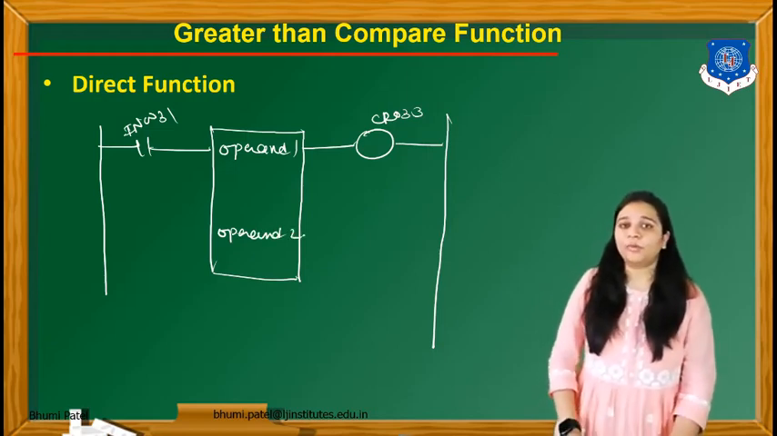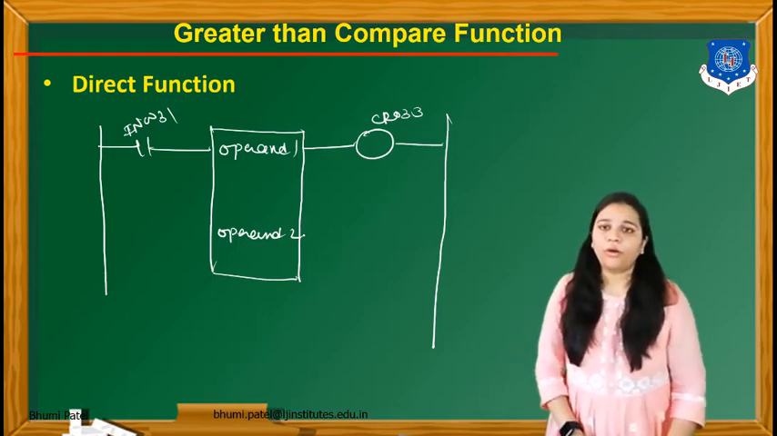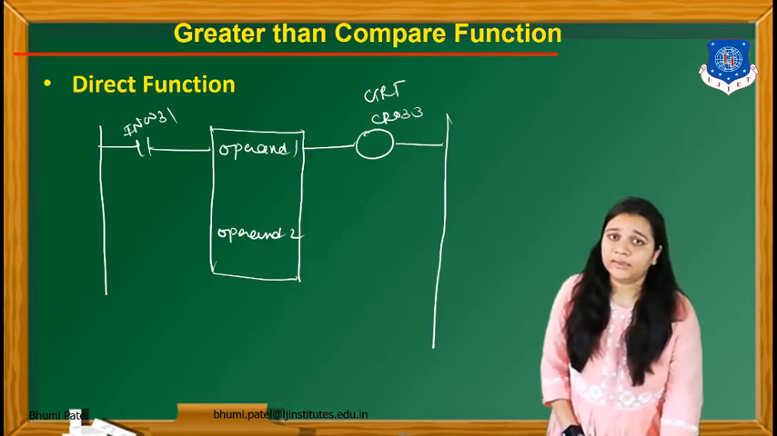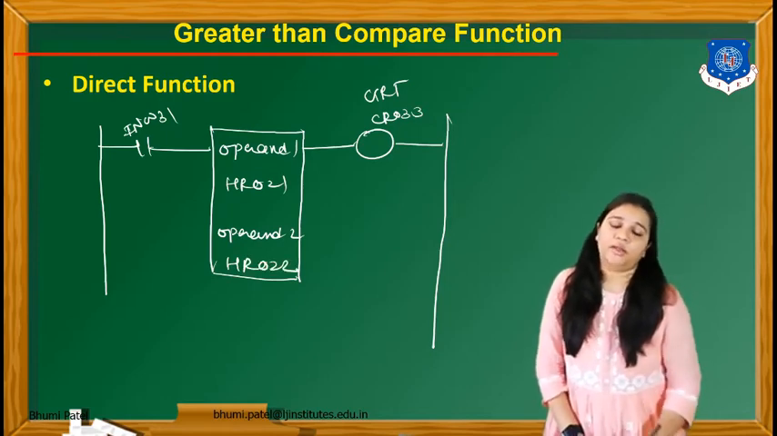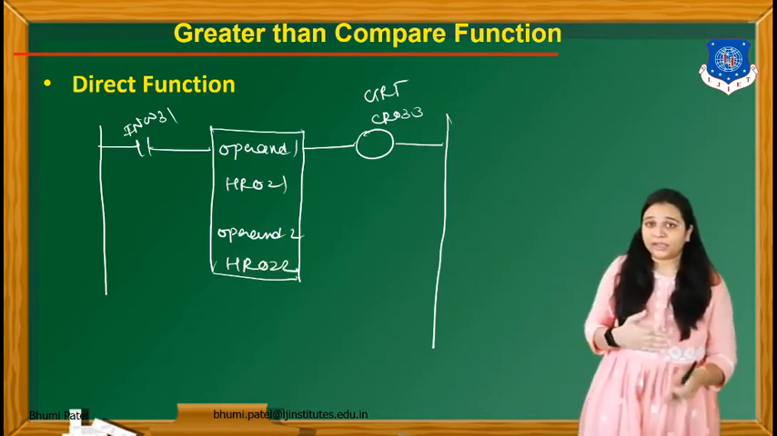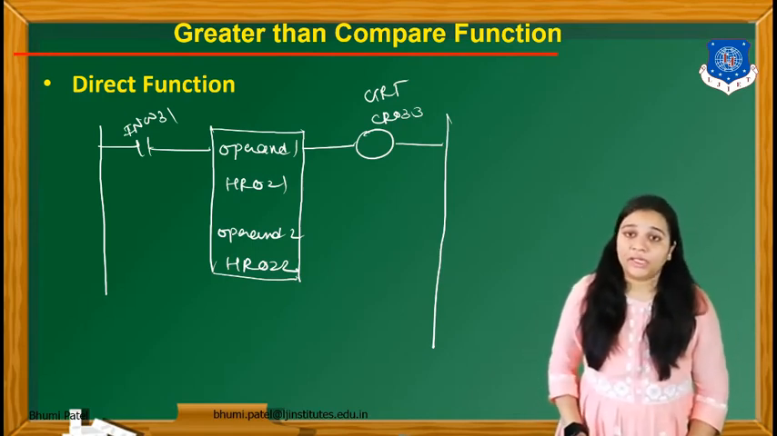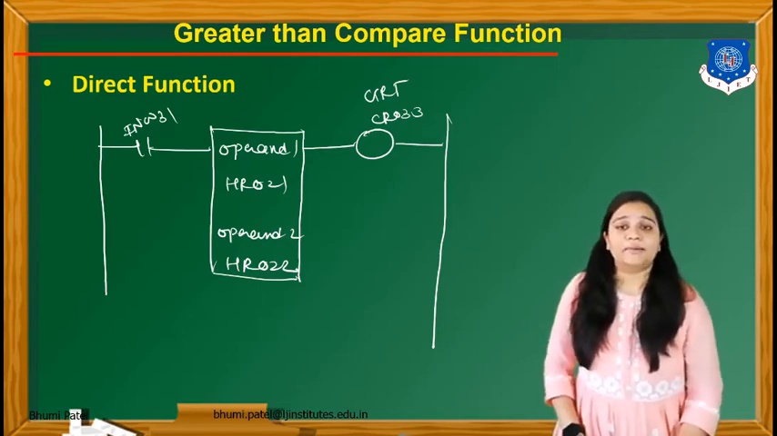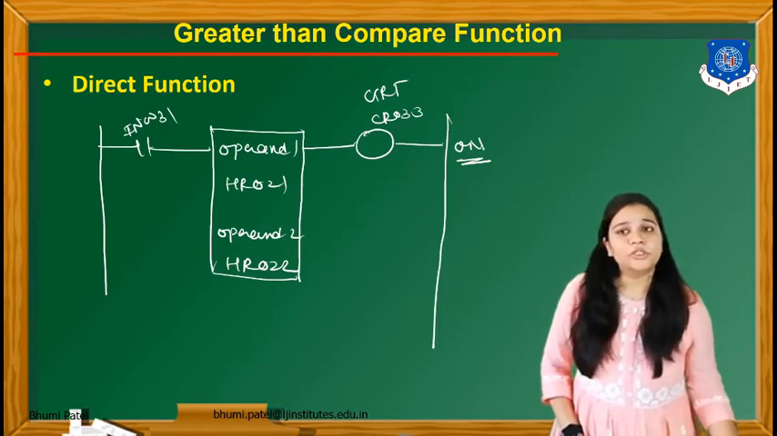Okay, so this is the format for the comparison function: one input, one output and the two operands. The direct function of greater than is GRT, and we have to take two operands, suppose HL021 and HL022. Continuously it will check the value of these registers HL021 and HL022. If 21 is greater than 22, then my output goes on. Otherwise my output goes off.